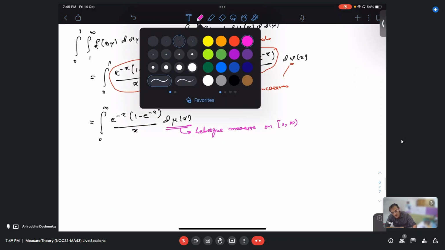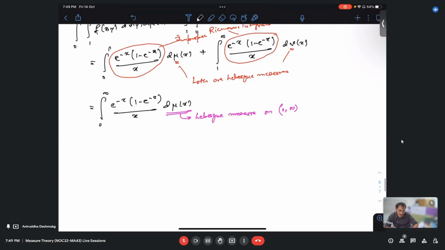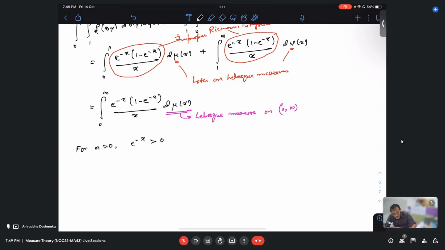Okay, so open 0, because division by x is not very suitable. We can extract upon it. Now, notice that for x positive, e to the power minus x is positive, and 1 minus e to the power minus x is also positive. Yeah, correct. Although one must argue why.